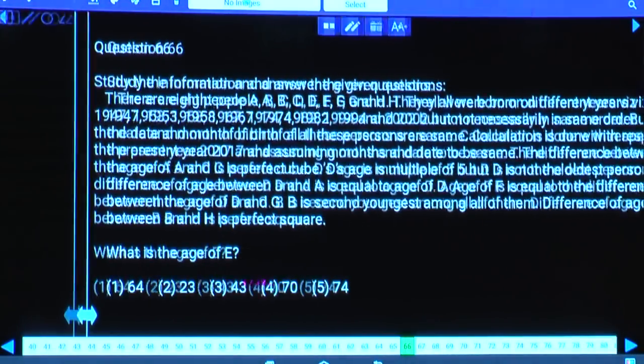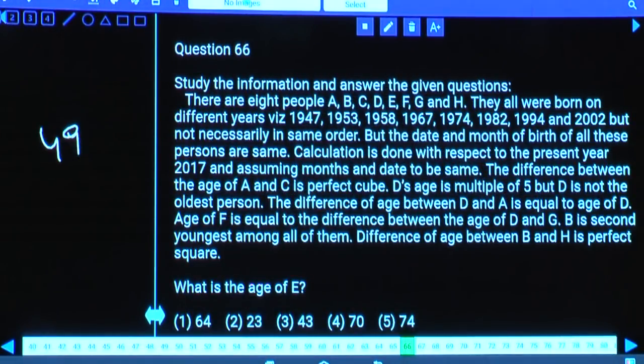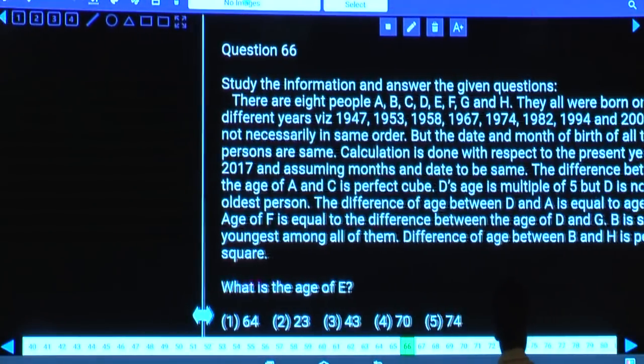Paper number 49. Question number 66 to 70. Now this question number 66 to 70 is based on quant-based reasoning, wherein the ages were also given.